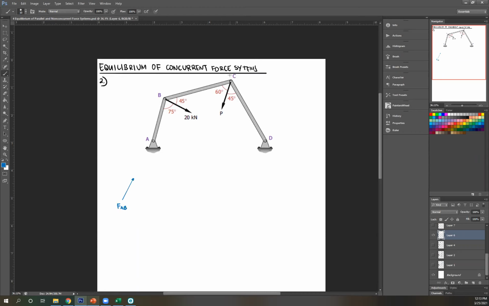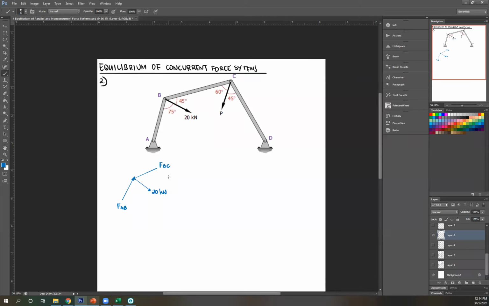Next, force BC. Again, the assumption is it's directed towards your point. Remember, for creating free body diagrams, all your directions are assumptions. So you'll see in the final answer if your assumption is correct or not. So this is my FBC, and then we have an external force of 20 kilonewton. And I'm gonna follow the arrow, which is here.